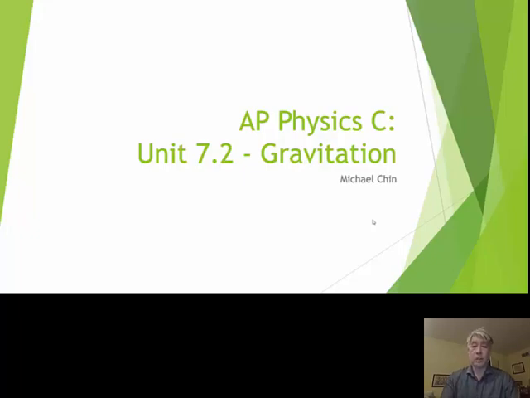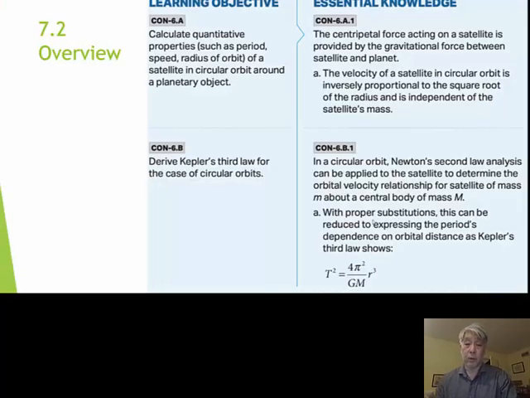This is the second video in Unit 7. Okay, so we're still talking about gravitation, but now we're going to look much more at gravity from a potential energy standpoint. Okay, we have several learning objectives and essential knowledges, as well as numerous formulas.